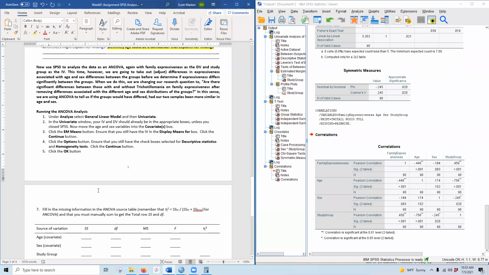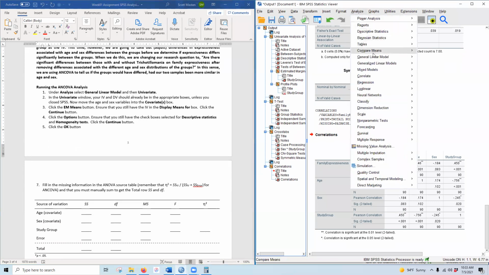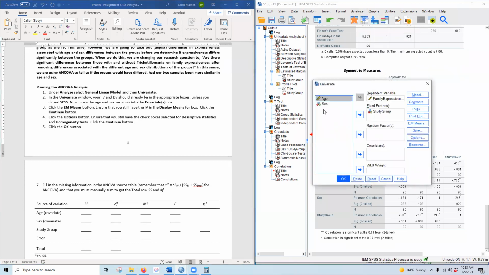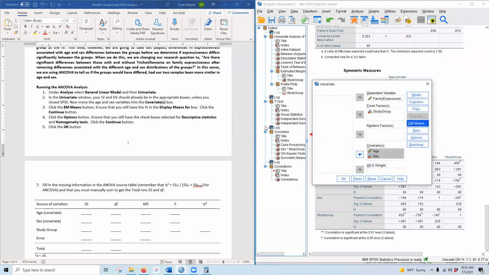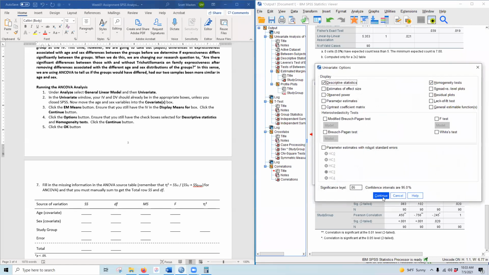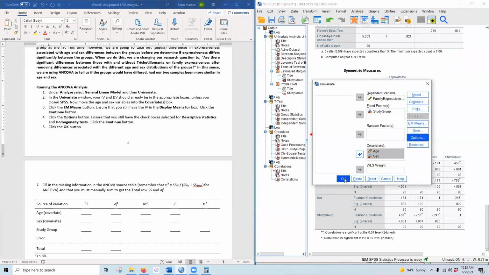So the good news is you just go back in, because I had you do it under univariate. We're going to take age and sex, and we're going to pop them into the covariates box, not random factors. Click EM means, and make sure study group is still there. It is. Options, still have the boxes checked for descriptives and homogeneity. Let's run it. So now we're running an analysis of covariance.